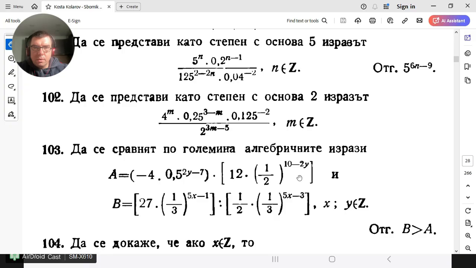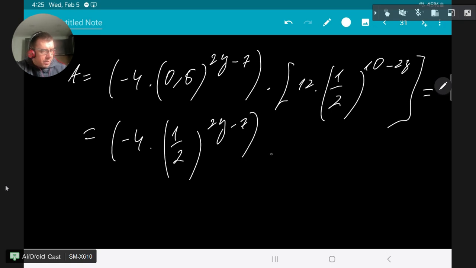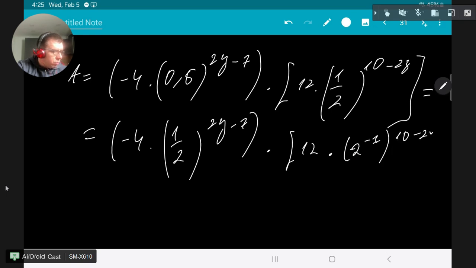And finally, let's try to compare this a and b. Which one is bigger, which one is smaller? So let me copy a first. So what do we have here? Minus 4 times 1/2 to the power of 2y minus 7 times 12 times 12, 2 to the power of minus 1, 10 minus 2y.